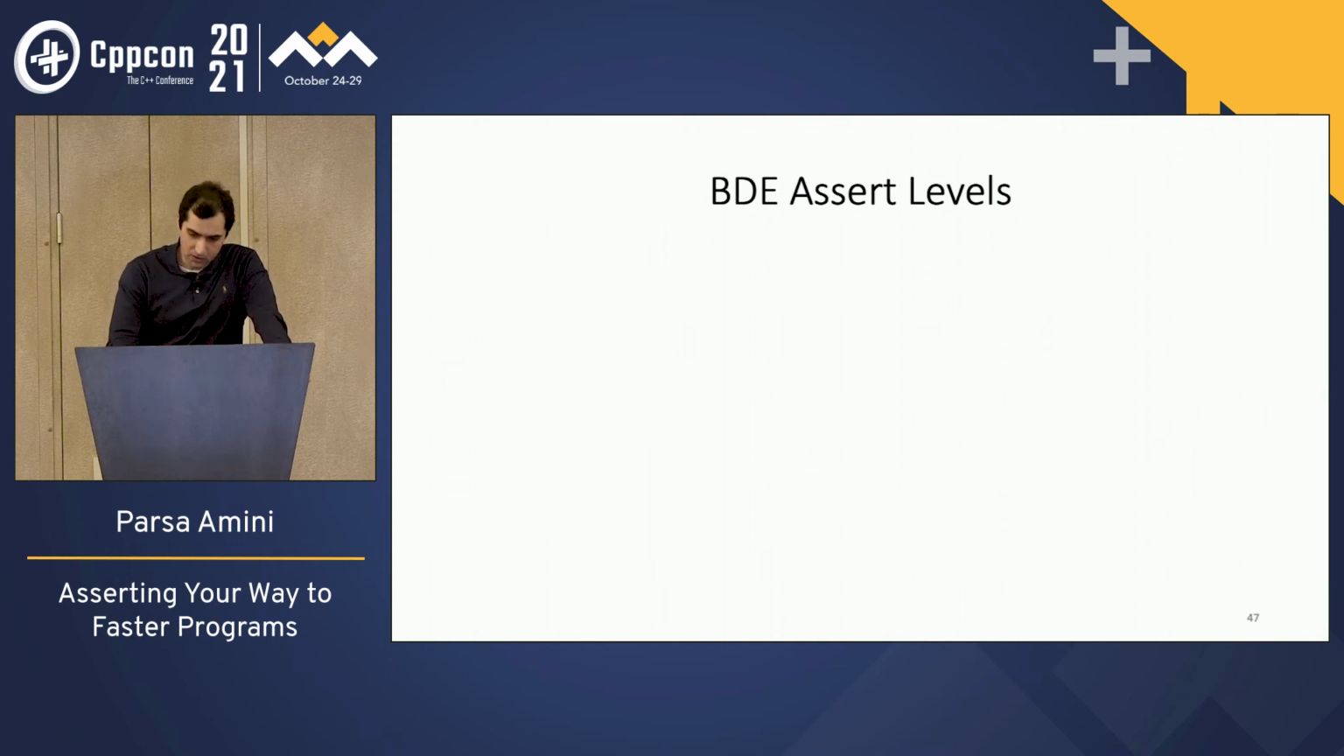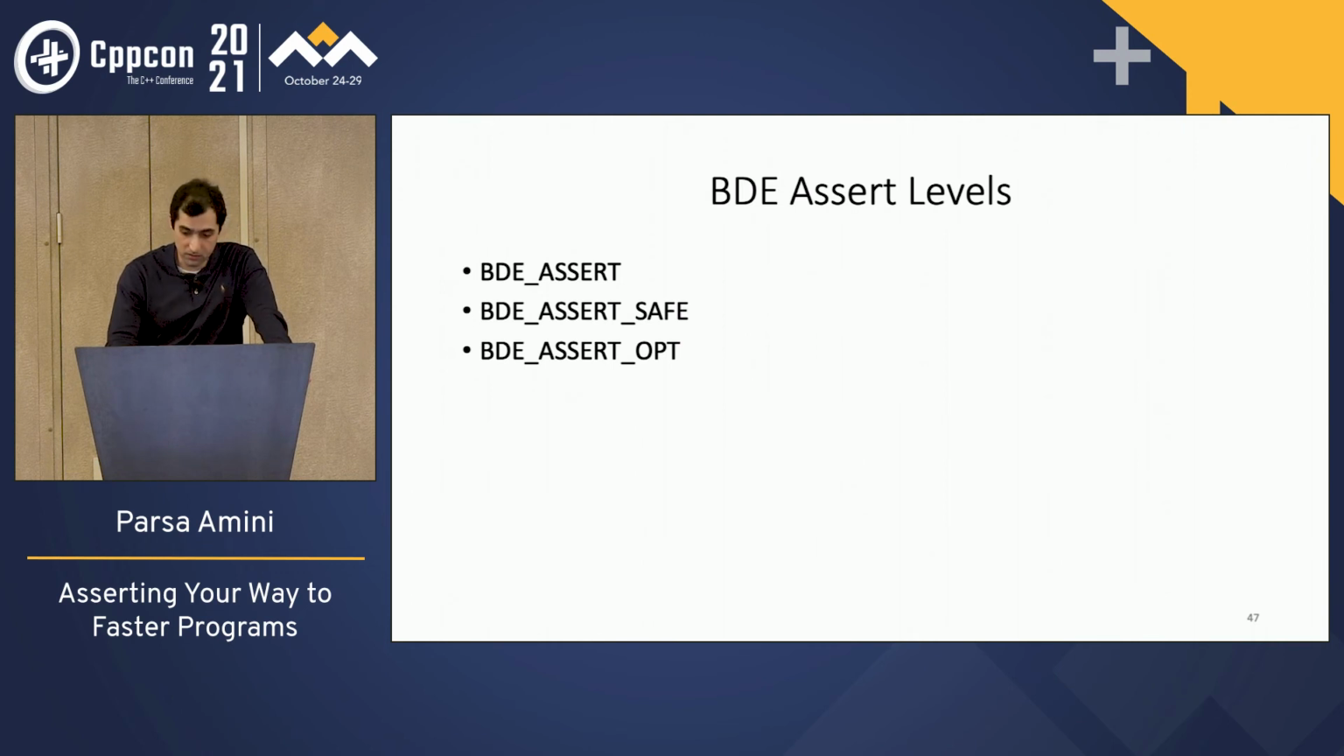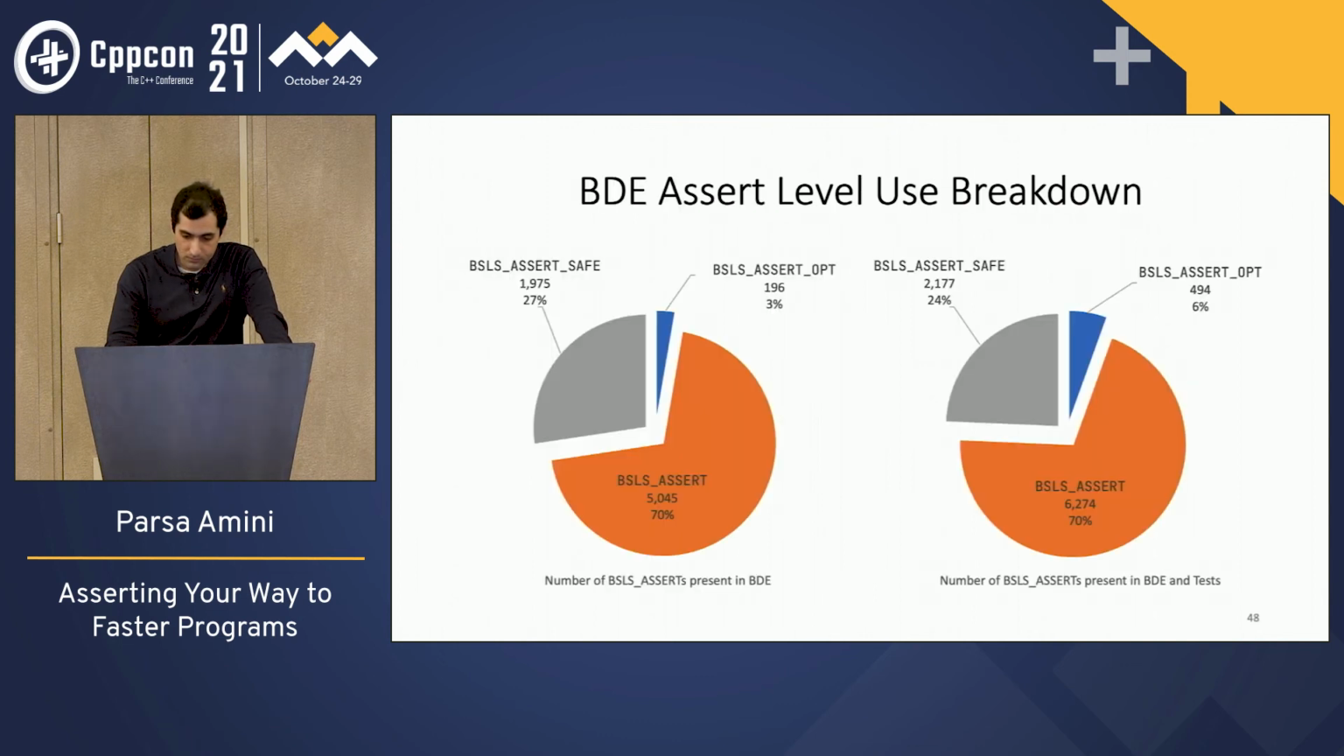So how does BDE go about contract checking? It's not either all or none. BDE has 3 levels of assertions. BSLS_ASSERT is the one that is everywhere. There is BSLS_ASSERT_SAFE, which is used when some check is likely to be expensive and shouldn't be run as often. And BSLS_ASSERT_OPT, which is for checks that are critical for correctness.